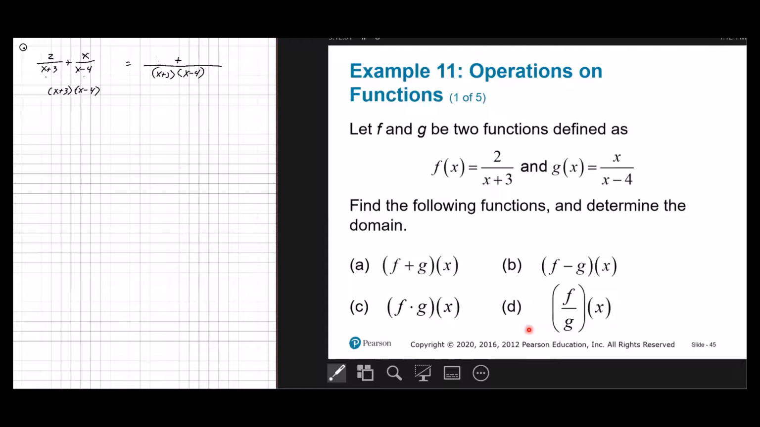So to get the denominators the same, I'm going to have to multiply this. What's going on? It's not letting me write over here. Okay. So I'm going to move this over a little bit. 2 divided by x plus 3 plus x divided by x minus 4.